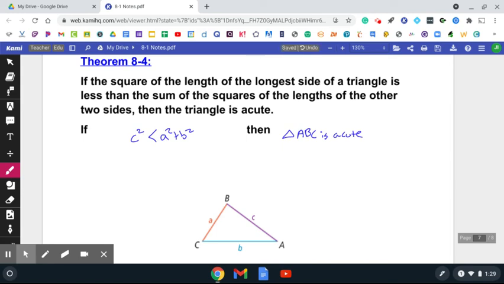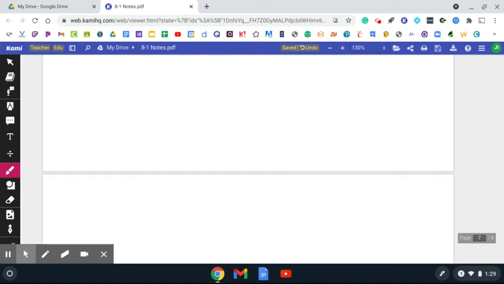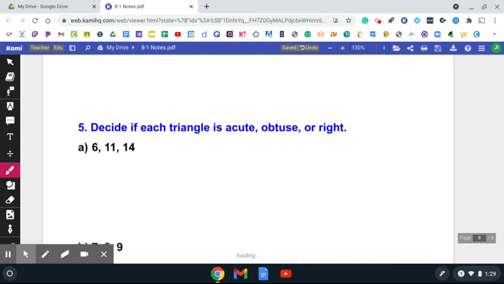So we're going to look at some problems where we have to decide whether it's obtuse, acute, or right. So if both sides equal each other, it's right. If the c squared is smaller, then it's acute. If c squared is bigger, then it's obtuse. So we'll start with this one here.